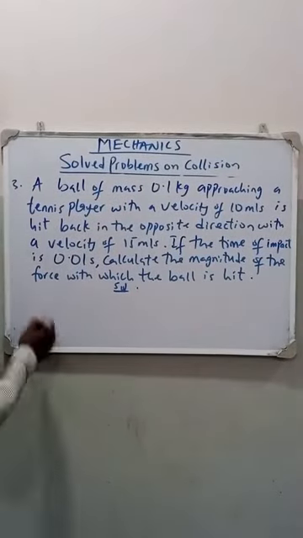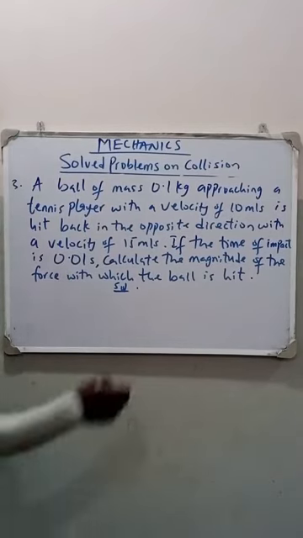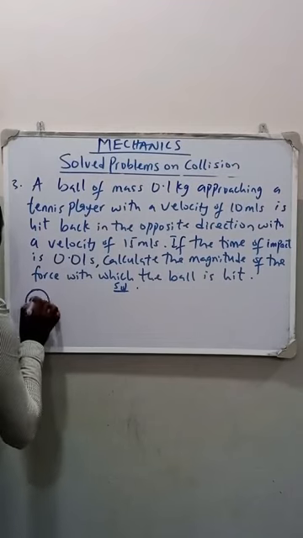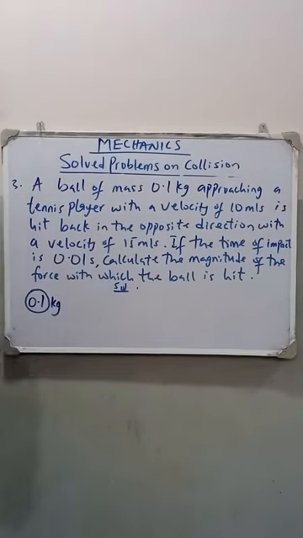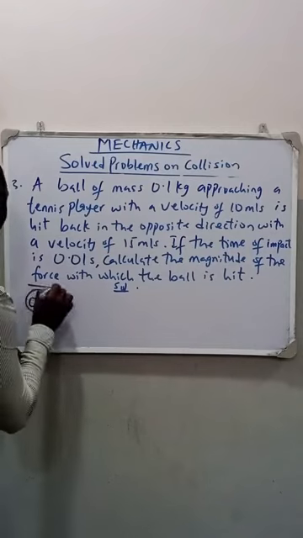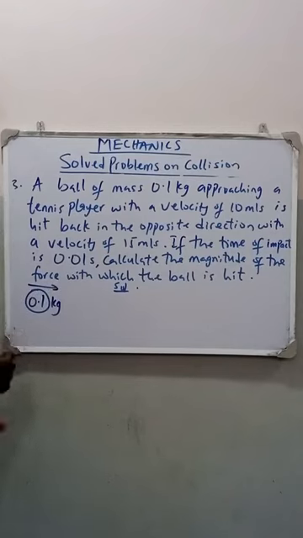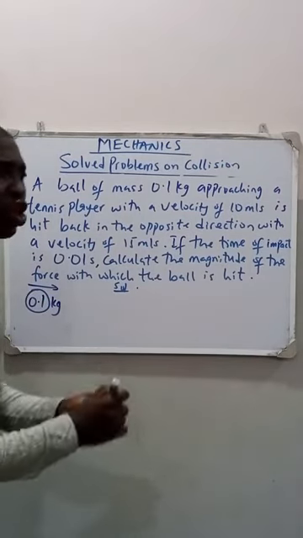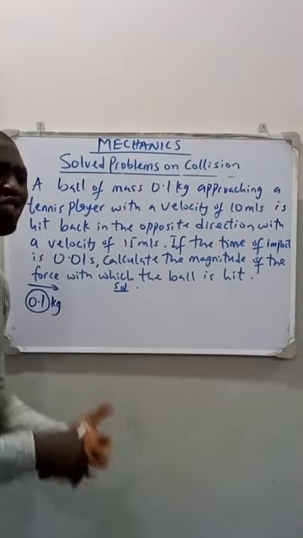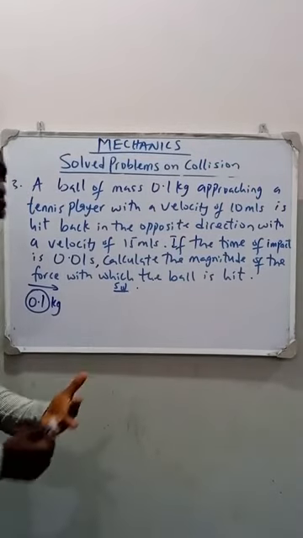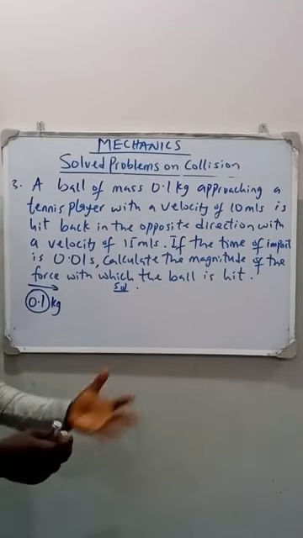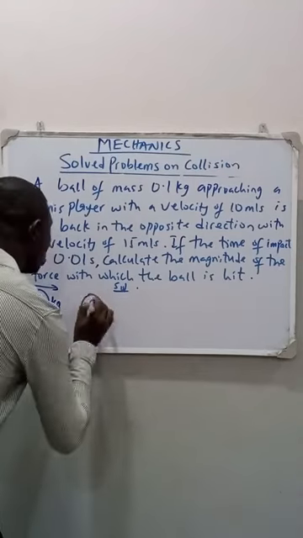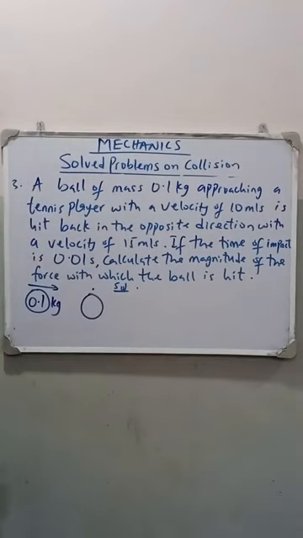Let's analyze this question. If I draw the diagram, a ball of mass 0.1 kg. This is the mass of the ball, 0.1 kg, approaching a tennis player. For the ball to be approaching the tennis player, it means that at the other side, the tennis player is waiting for the ball. Because the tennis player is waiting for the ball, it has no velocity at that instant.